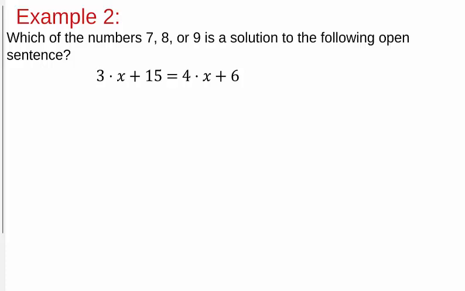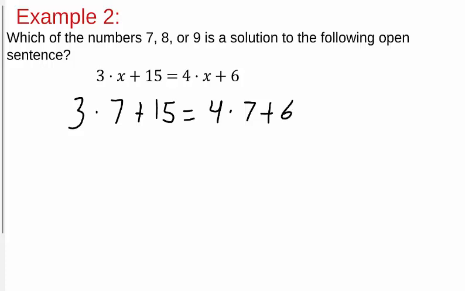Okay, a next example. It says, which of the numbers 7, 8, or 9 is a solution to the following open sentence? We have 3 times x plus 15 equals 4 times x plus 6. So basically what it's saying is we need to replace each of those for x and check to see if it's true or not. So let's try it. Let's just go one at a time. 3, remember the dot means multiply, dot 7 plus 15 equals 4 times 7 plus 6.